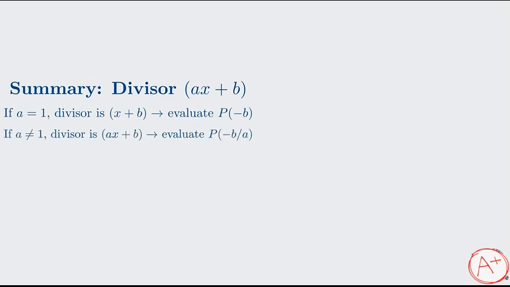Remember this summary. If the divisor is x plus b, just evaluate p of negative b, but if there is a coefficient in front of x, like 2x plus 3, you must evaluate p of negative 3 over 2.